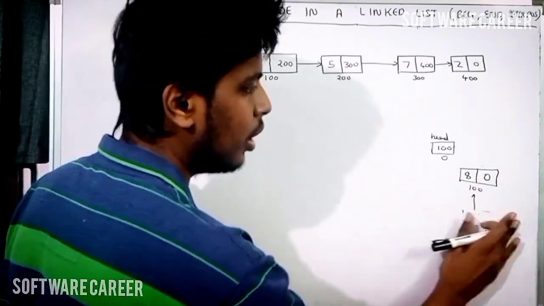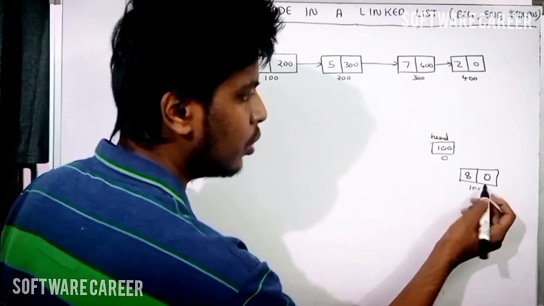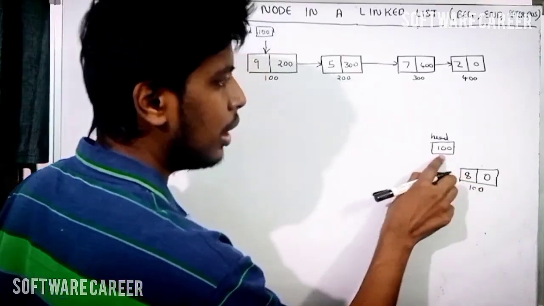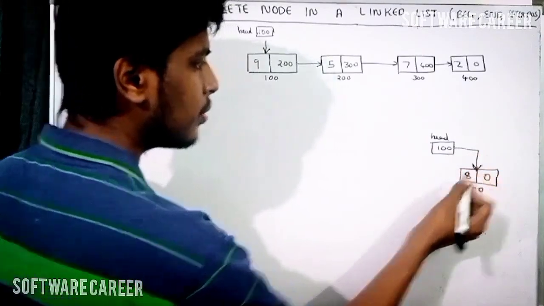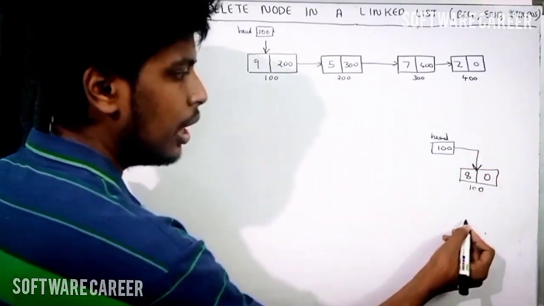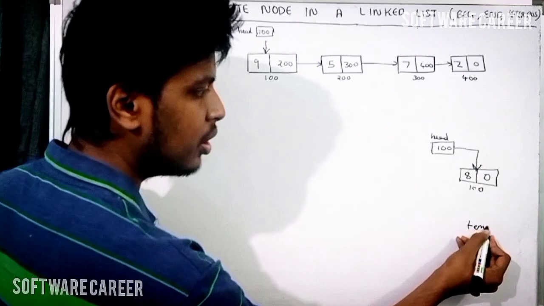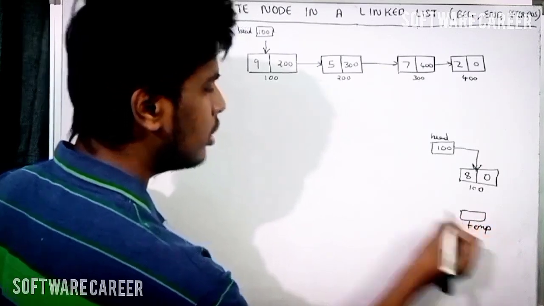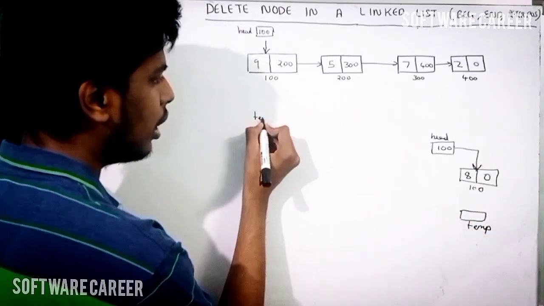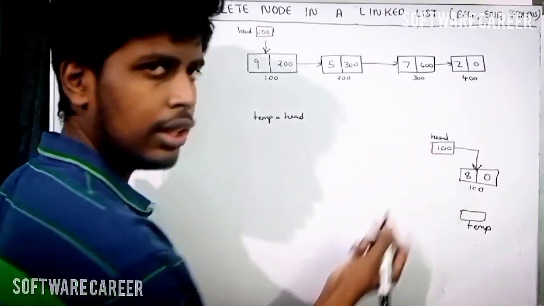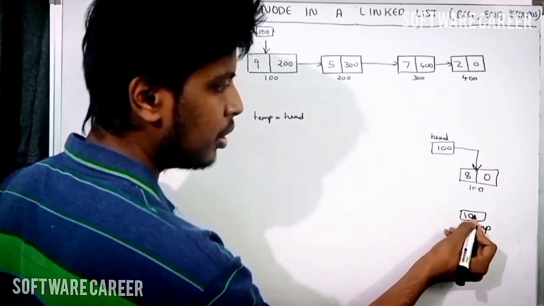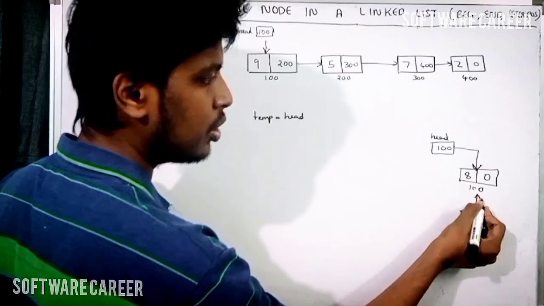Now let's see how to do it by writing the code. Now this head pointer is not updated. See, this link is there. At the starting, I'm creating a pointer called temp. I'm writing the code: temp equals head. Now head is 100, so 100 is put in temp. So this pointer is pointing to this node.